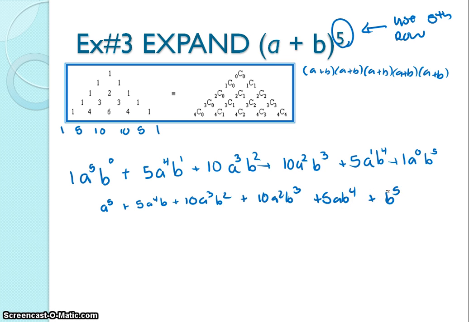Let's look at the sum of the exponents. Sum of the exponents is 5. Sum of the exponents is always 5. We're on the 5th row. The coefficients are 1, 5, 10, 10, 5, 1. Okay, so that is a pattern that's always going to work.